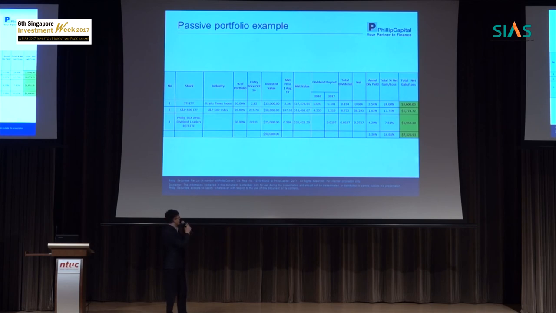Okay, so I don't want to talk too much about it, but we can see that 50% of the weightage is in the Phillip REIT ETF, one of the first REIT ETFs in Singapore. The reason is that it pays very attractive dividend yields, about 4.2% currently. It used to be 5%, but now it's 4.2. So that's the rationale of how you construct your portfolio. You have to adjust it to your own investor objectives. If you want passive income, you weight more into the income stocks.